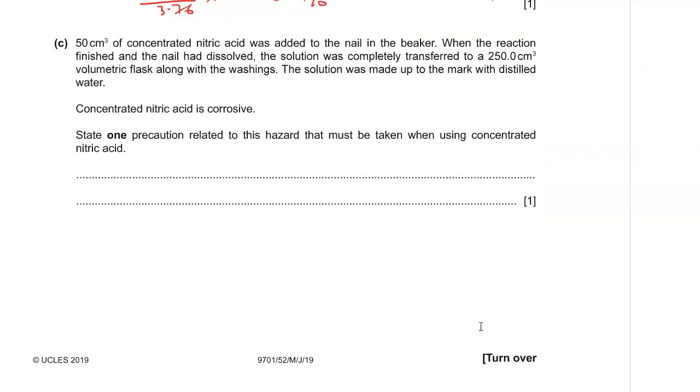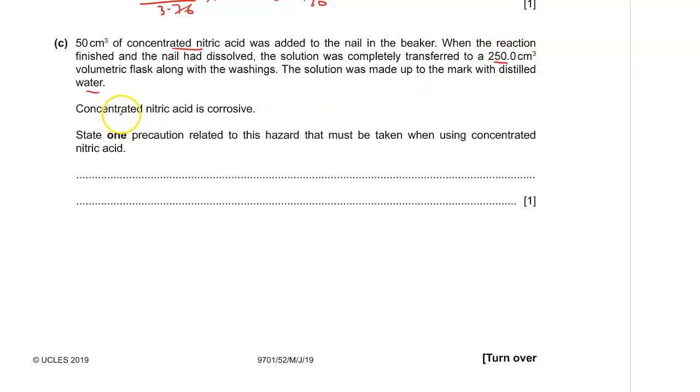C. 50 centimeters cubed of concentrated nitric acid was added to the nail in the beaker. When the reaction finished and the nail had dissolved, the reaction was completely transferred to a 250 centimeter cube volumetric flask along with the washings. The solution was made up to the mark with distilled water, right?